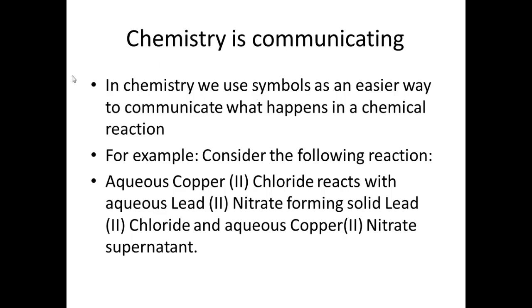and we'll do more of this later. So we use symbols as a much easier way to see what happens in a chemical reaction. So this is a verbal sentence of what would happen in a chemical reaction. Aqueous copper 2 chloride reacts with aqueous lead 2 nitrate solution, forming lead 2 chloride solid and aqueous copper 2 nitrate supernatant. Like what? Seriously. How is anybody supposed to figure out what's going on there?